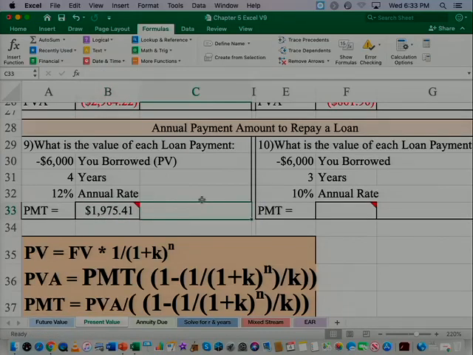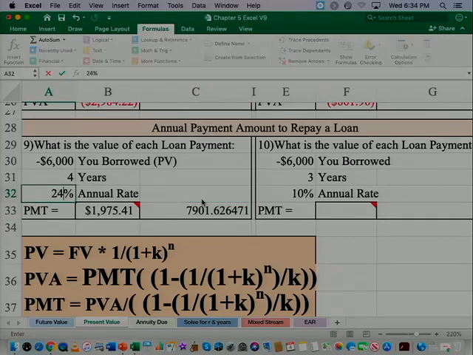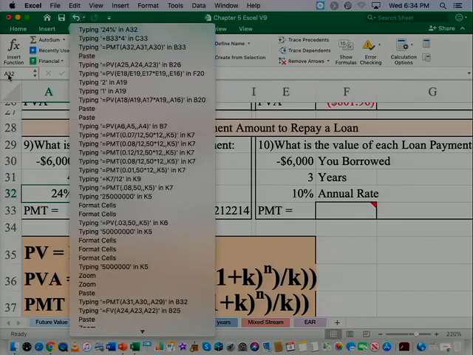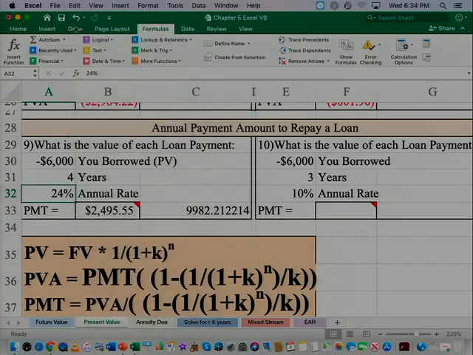So basically, that times 4 means you're actually paying back $7,900 on the $6,000 that you borrowed. And that makes sense because you're paying 12% interest. That's why if this was a credit card, you'd be paying 24% interest, so the $6,000 you borrowed would be paying back almost $10,000. But that's being calculated annually. When you calculate in a higher frequency, that changes things. So we're going to do that in a second.